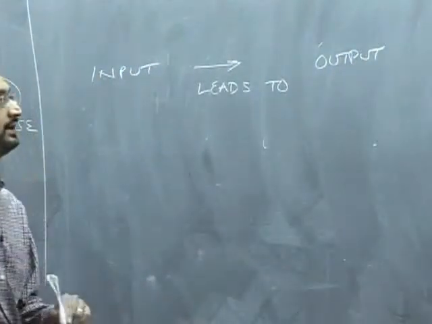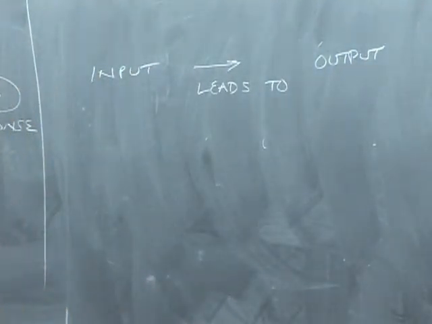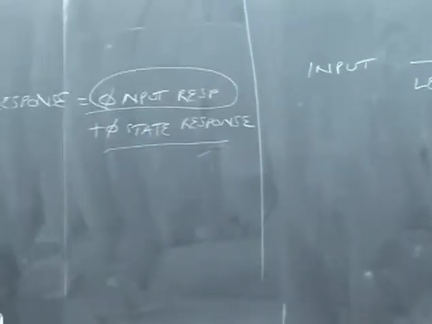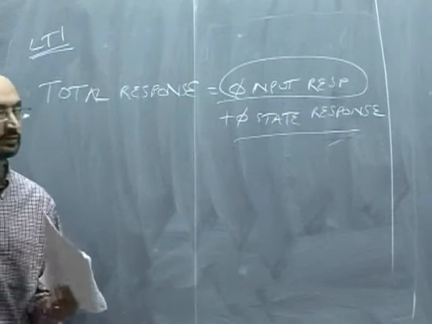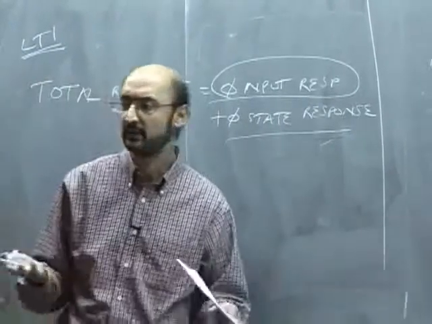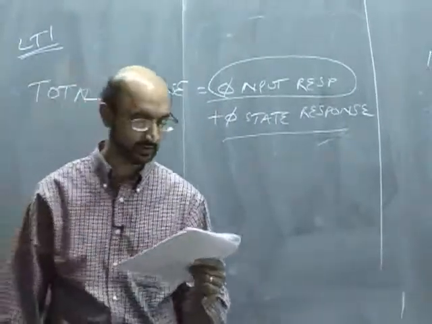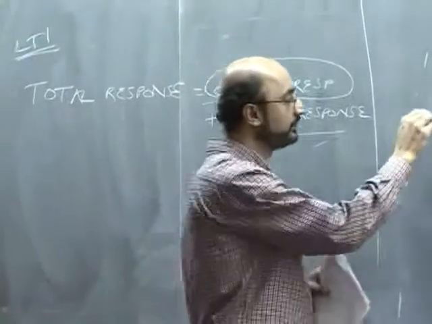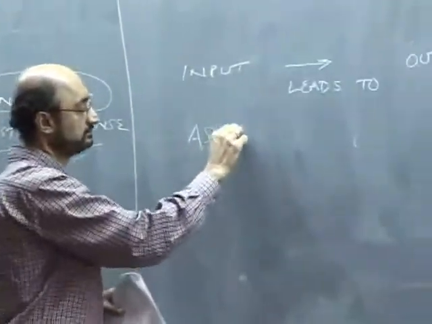Okay, and that's just the notation over here. So I'm saying if I give this input, remember I want to look at the response to some input xt. So I'm going to give you some input, and then I want to tell you what the output is. Okay, so I am assuming, write this down.